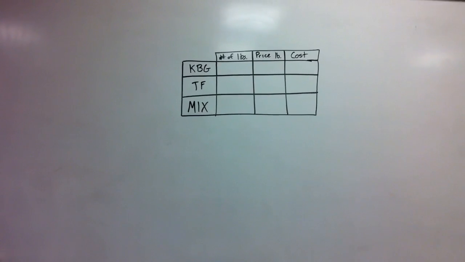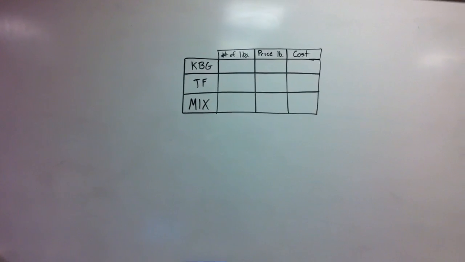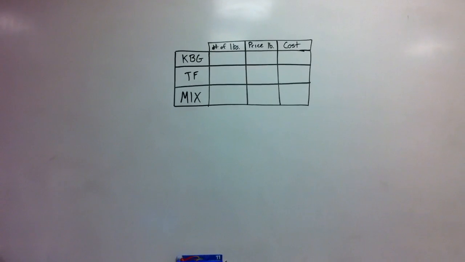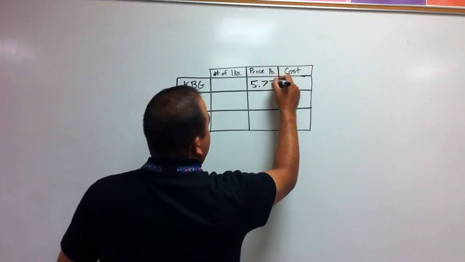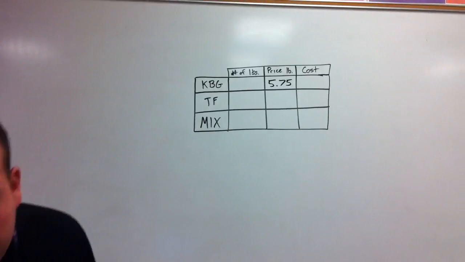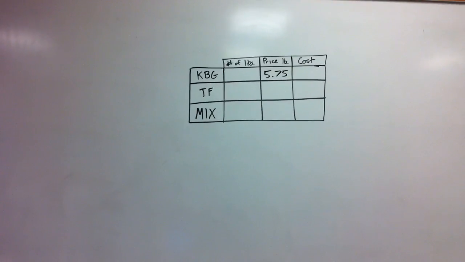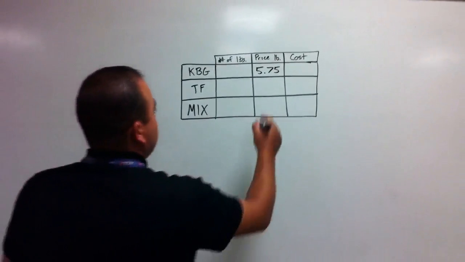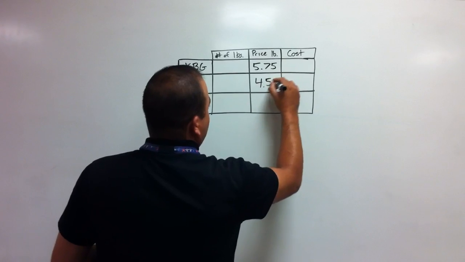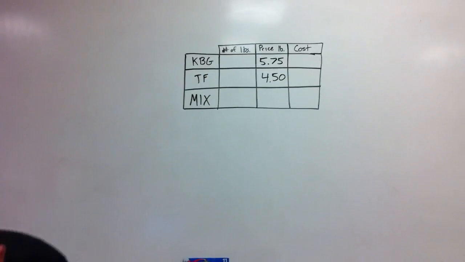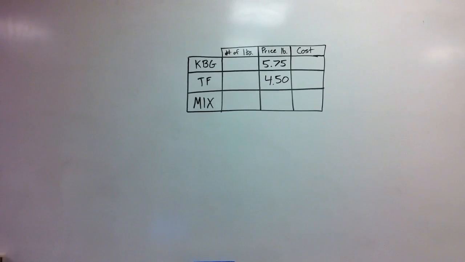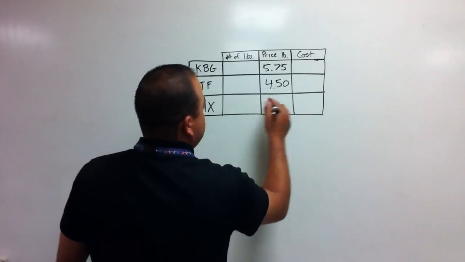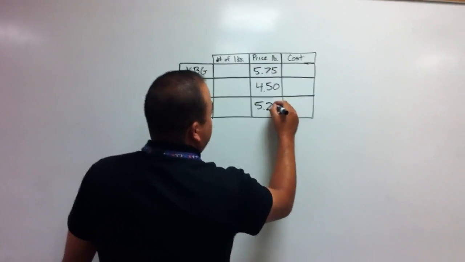It says, a nursery sells Kentucky bluegrass seeds for $5.75 a pound. So that actually is going to go right here. $5.75 a pound. And tall fescue seeds for $4.50. Tall fescue is right here, $4.50. The nursery sells a mixture of the two kinds of seeds for $5.25. This is the mixture, $5.25.